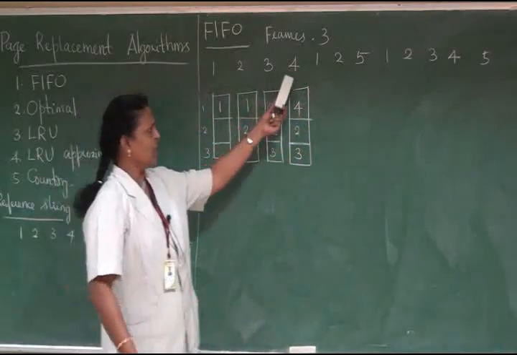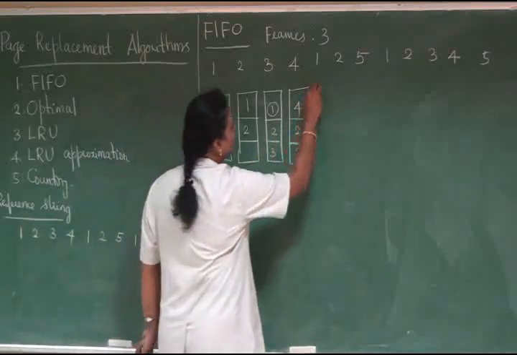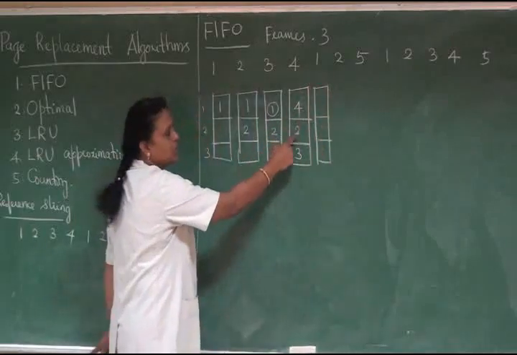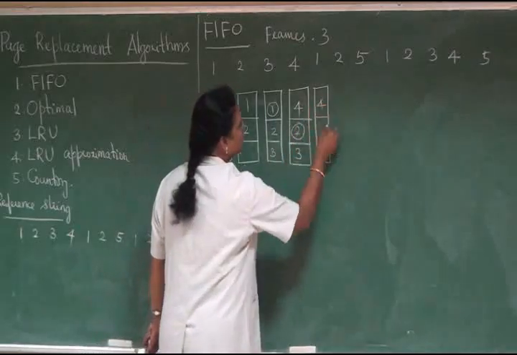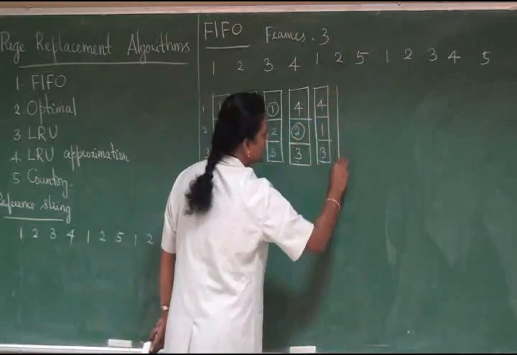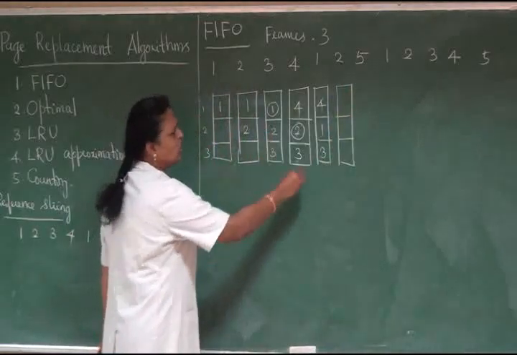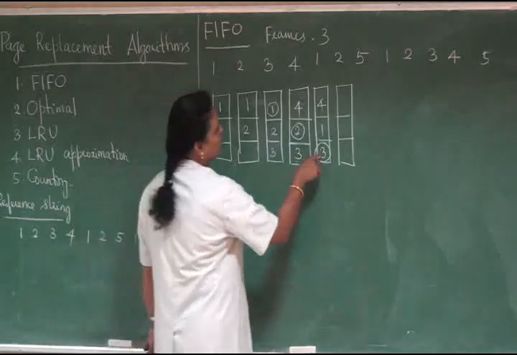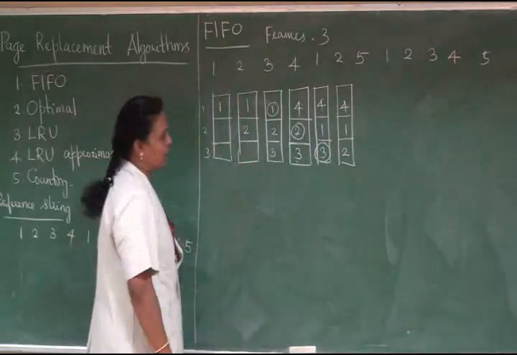And then the next page it is going to access is 1. Again 1 is not available here, so it has to go for page replacement. Among these 3, the first page entered is 2. So 2 is selected as the victim page, and 2 is replaced with 1. Then the next page it is going to access is 2. So 2 is again not available here, so go for page replacement. This is the first entered page among the 3, so this is the victim page. Here 2 is loaded, and 4 and 1 are already available here.